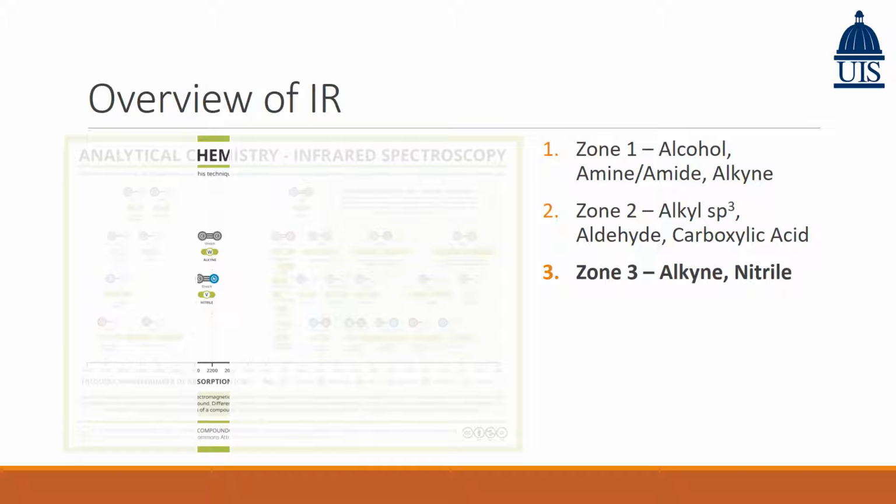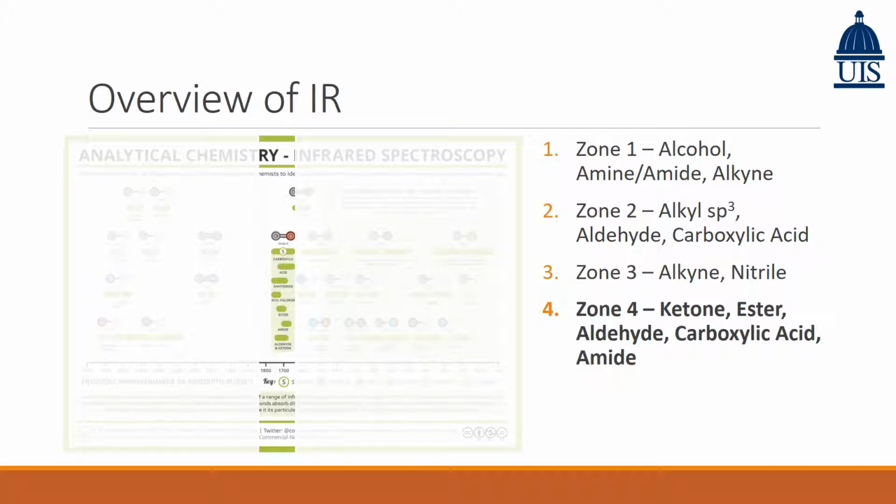Moving into zone 3, this is where we're going to find our triple bonds, our alkynes, our nitriles, from around 2000 to almost 2400, in that area. Zone 4, this is where we're going to find our carbonyls. So a lot typically goes on in zone 4.